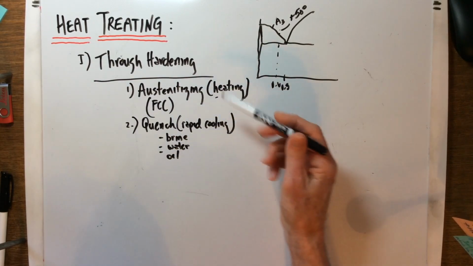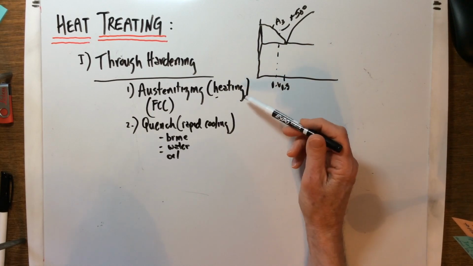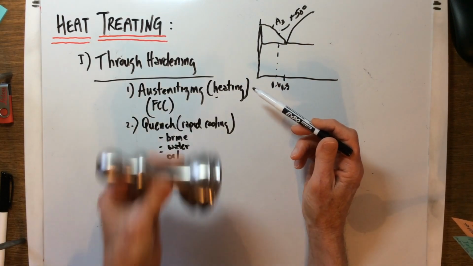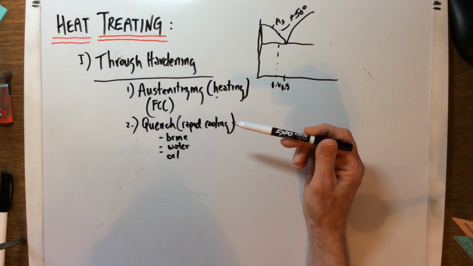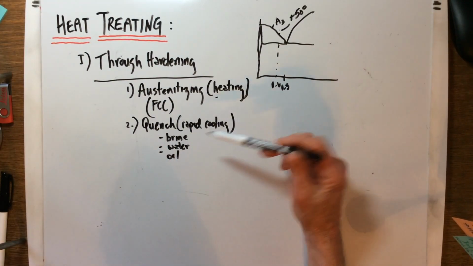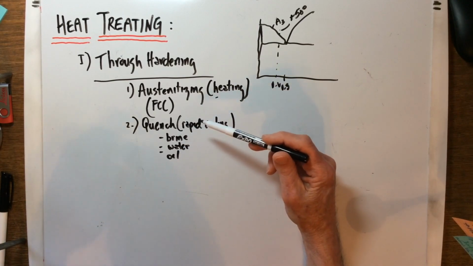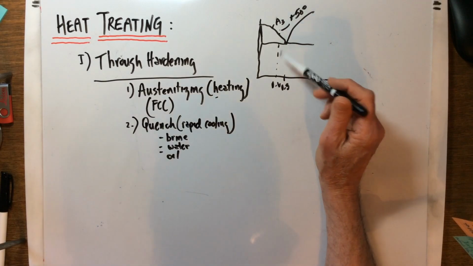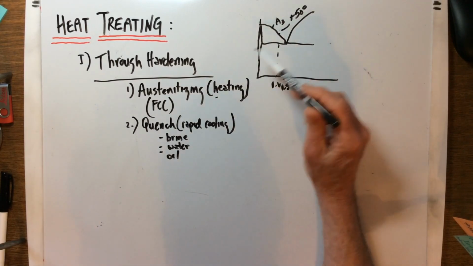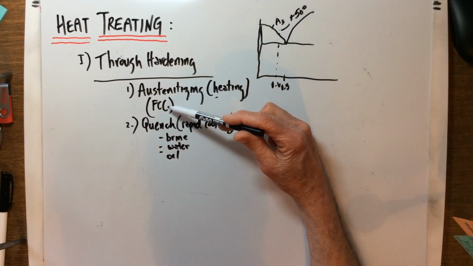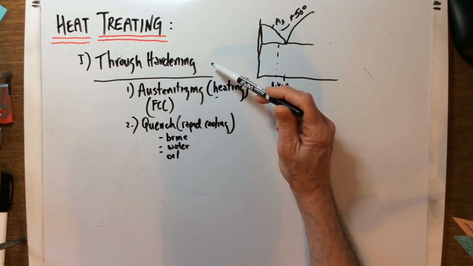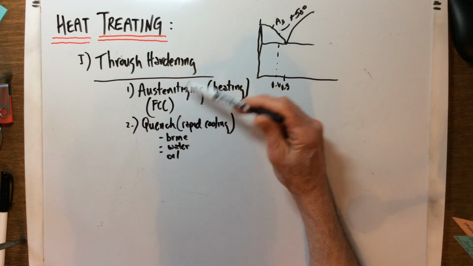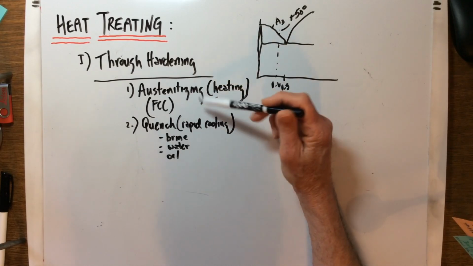So that's the two-step process: austenitizing the steel like this, and then immediately once it's austenitized, we quench it. We put it in a tank filled with brine, water, or oil. We agitate it and let it cool down as quickly as we can. What we're trying to do is capture all of those carbon atoms that are in FCC, so that they don't precipitate out or diffuse out into pearlite or anything else by a slow cool.